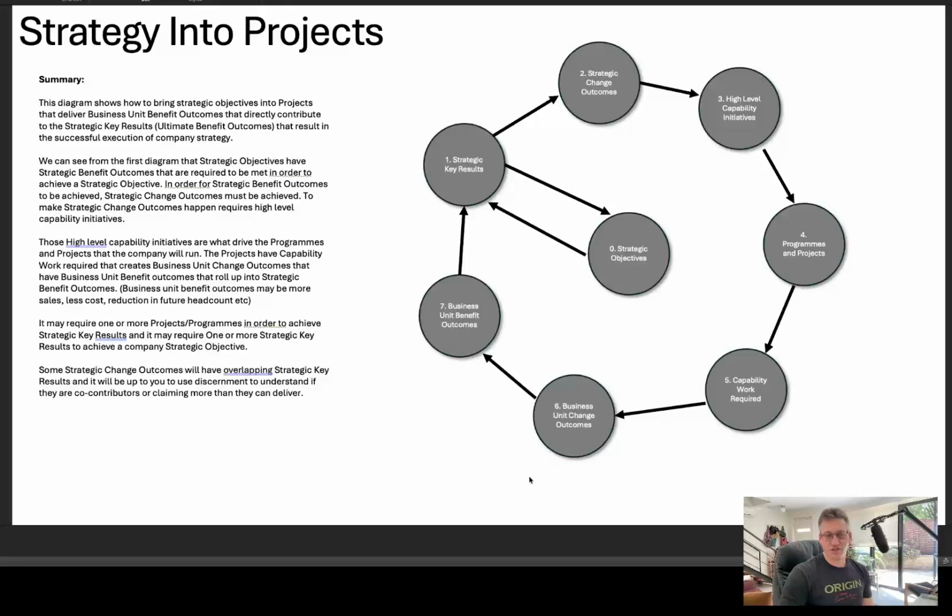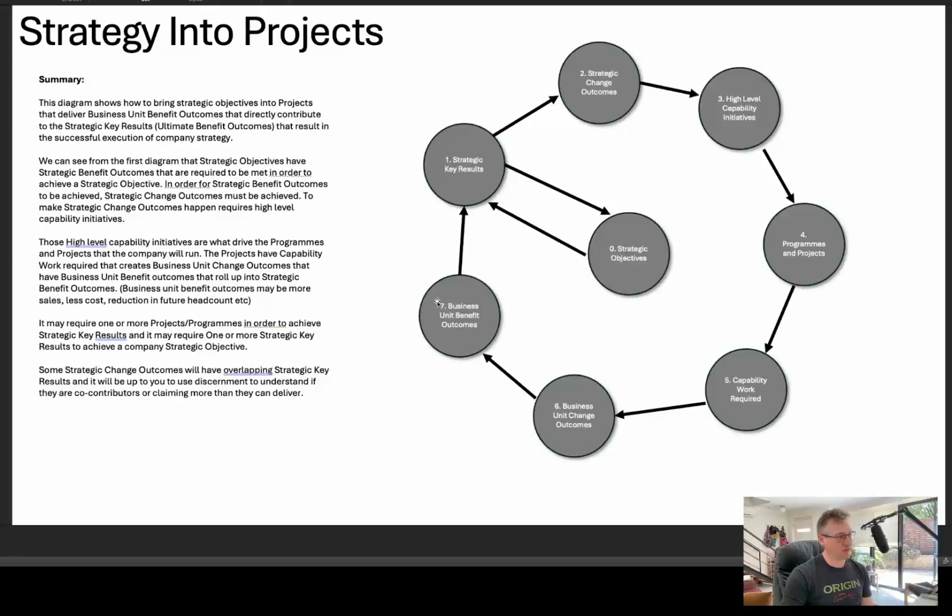What business unit change outcomes are going to result? So this is where you start thinking about, if I change the finance system inside my ERP, that's going to affect my finance business unit. If I change my CRM system or implement a CRM system, that's going to affect sales and marketing, but it might also have a downstream effect on finance.